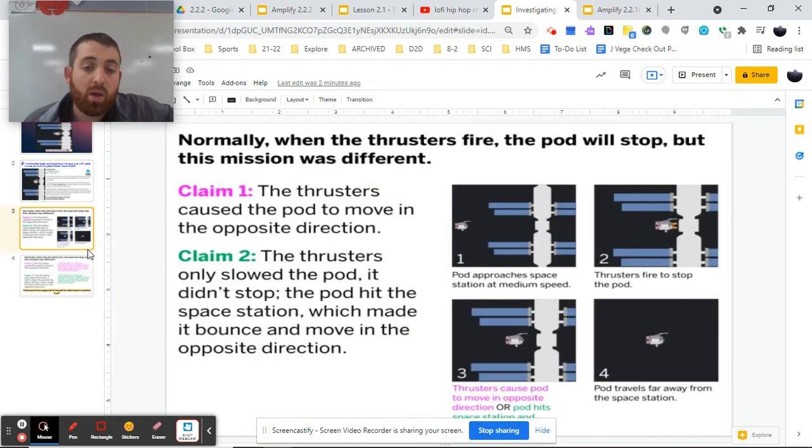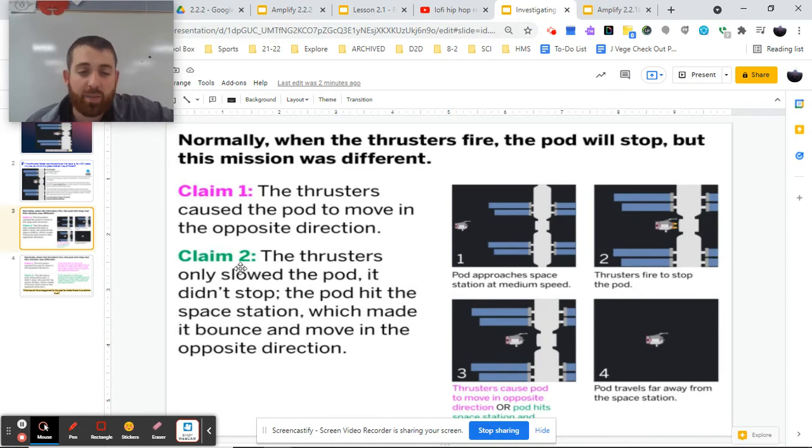So we know that in previous lessons, we had two claims that we were looking at to really explain what was going on. One of the claims was that the thrusters caused the pod to move in the opposite direction. So the pod was approaching the space station, the thrusters fired using that normal thruster force, and the thrusters caused the pod to move away from the station, traveling far away from the station itself.